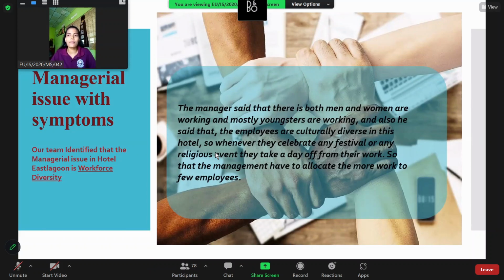And also, the manager mentioned that they are not interested in hiring employees like relatives or married couple because they will take more day off from work if they have any personal activities. This will cause conflicting working hours for other employees and management has to manage this situation under a lot of pressure. So, according to our observation, this type of workforce diversity issue is faced by Hotel East Lagoon.